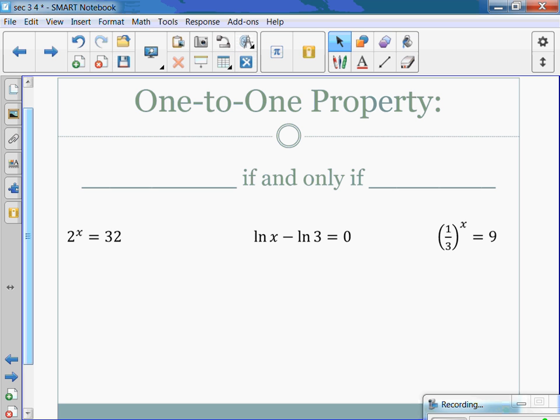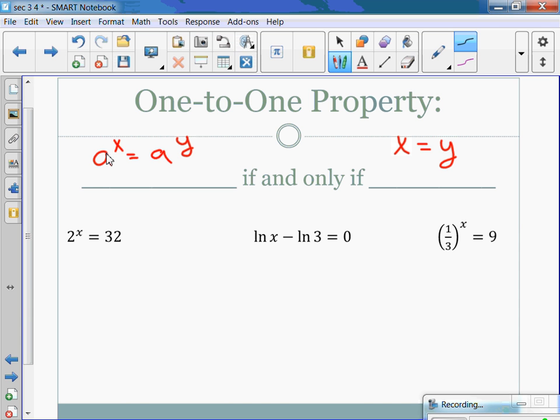When we had the one-to-one property with our exponentials, when we have the same base, a to the x equals a to the y, what does this mean? So if I already know I have that same base, I'm just going to look at setting those exponents equal to one another. Likewise, we had that one-to-one property with our logs.